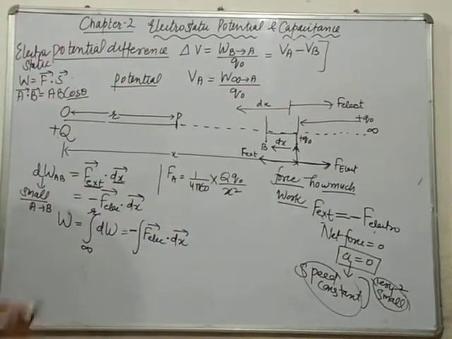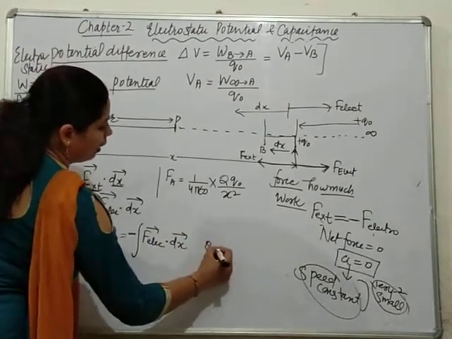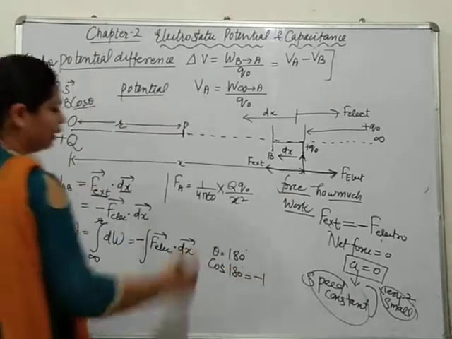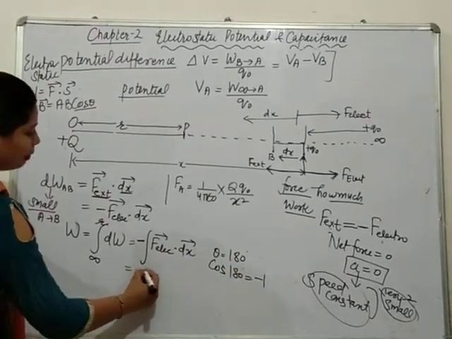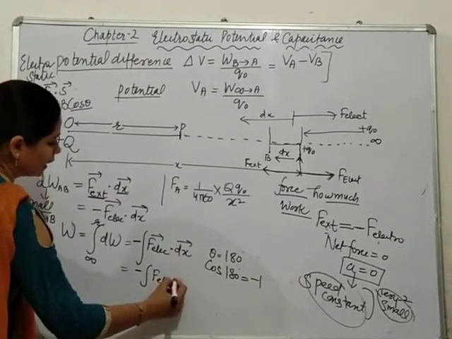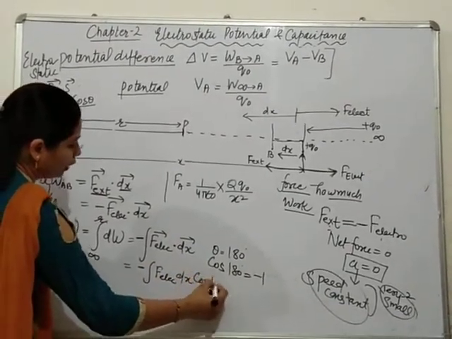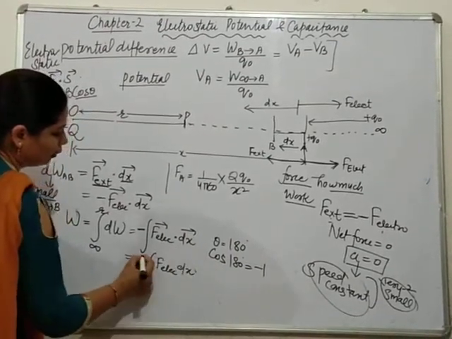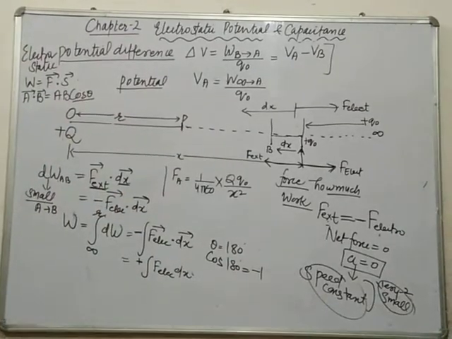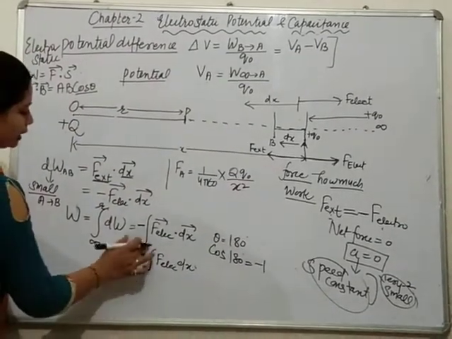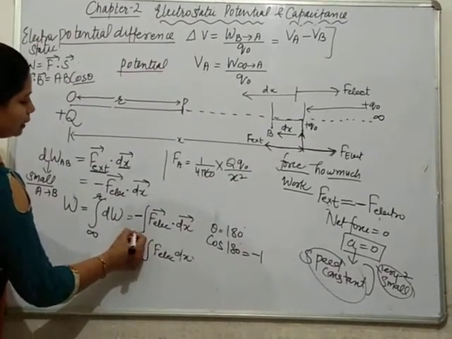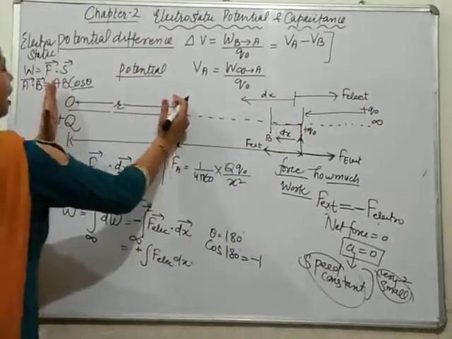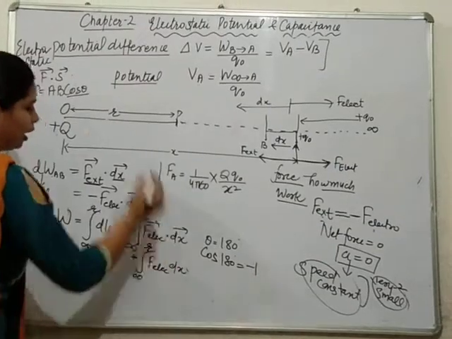If both are acting in opposite directions, then cos theta will be cos 180. It means as these are anti-parallel, theta will be 180, and cos 180 is minus 1. So in the next step it will be minus F electrostatic dx cos 180, and cos 180 is minus 1. So in the next step I will merge it with this minus, it will become plus 1. Now the limit of integration: the charge is being brought from infinity to r, from infinite distance to r distance, infinity to r.